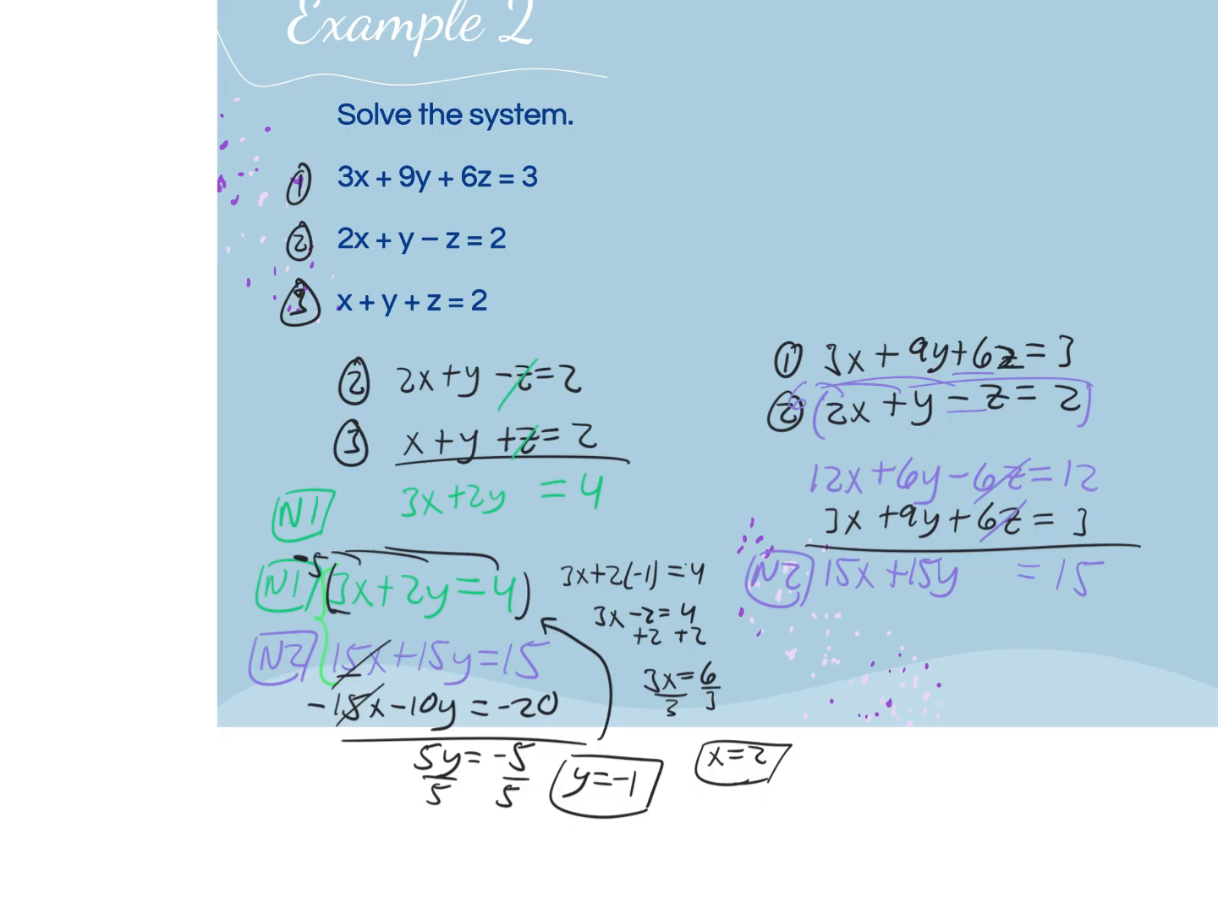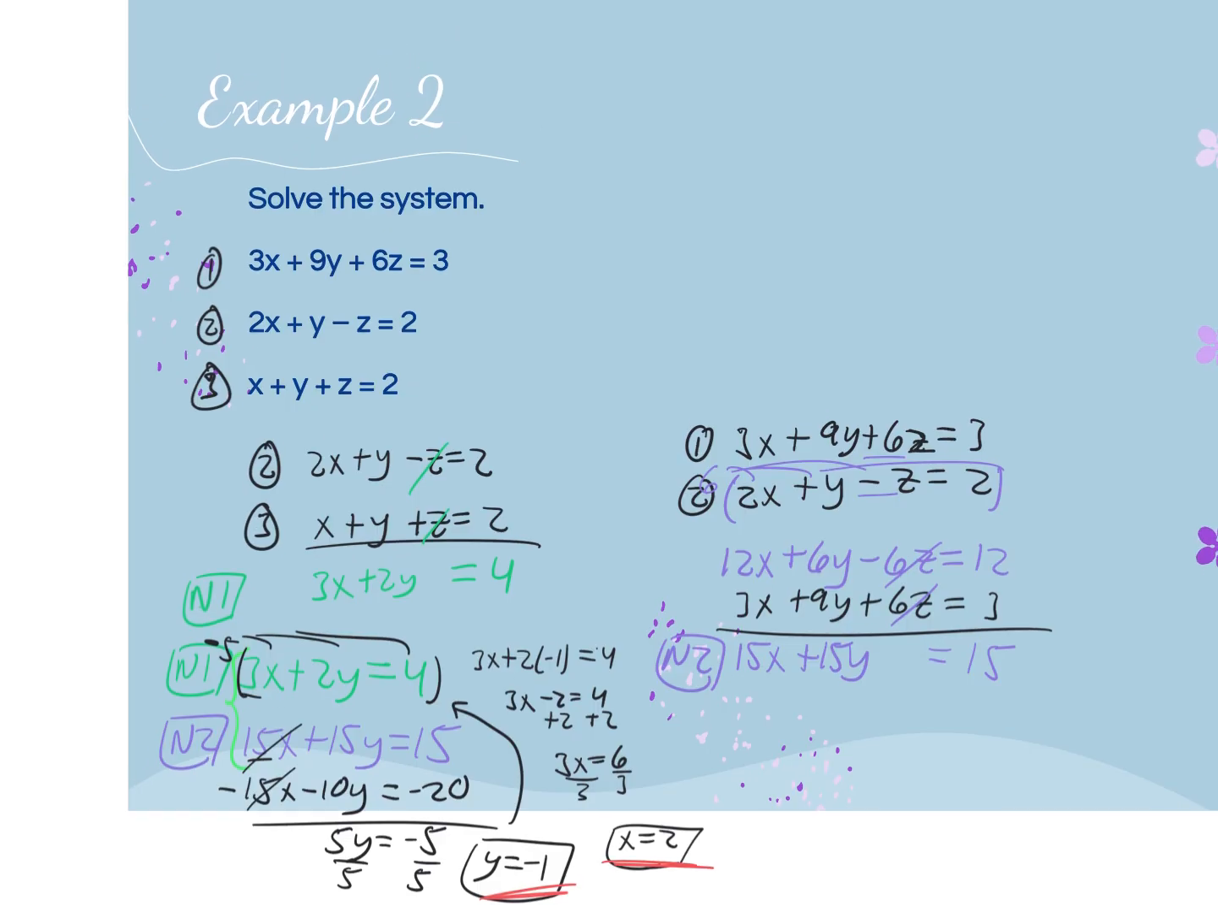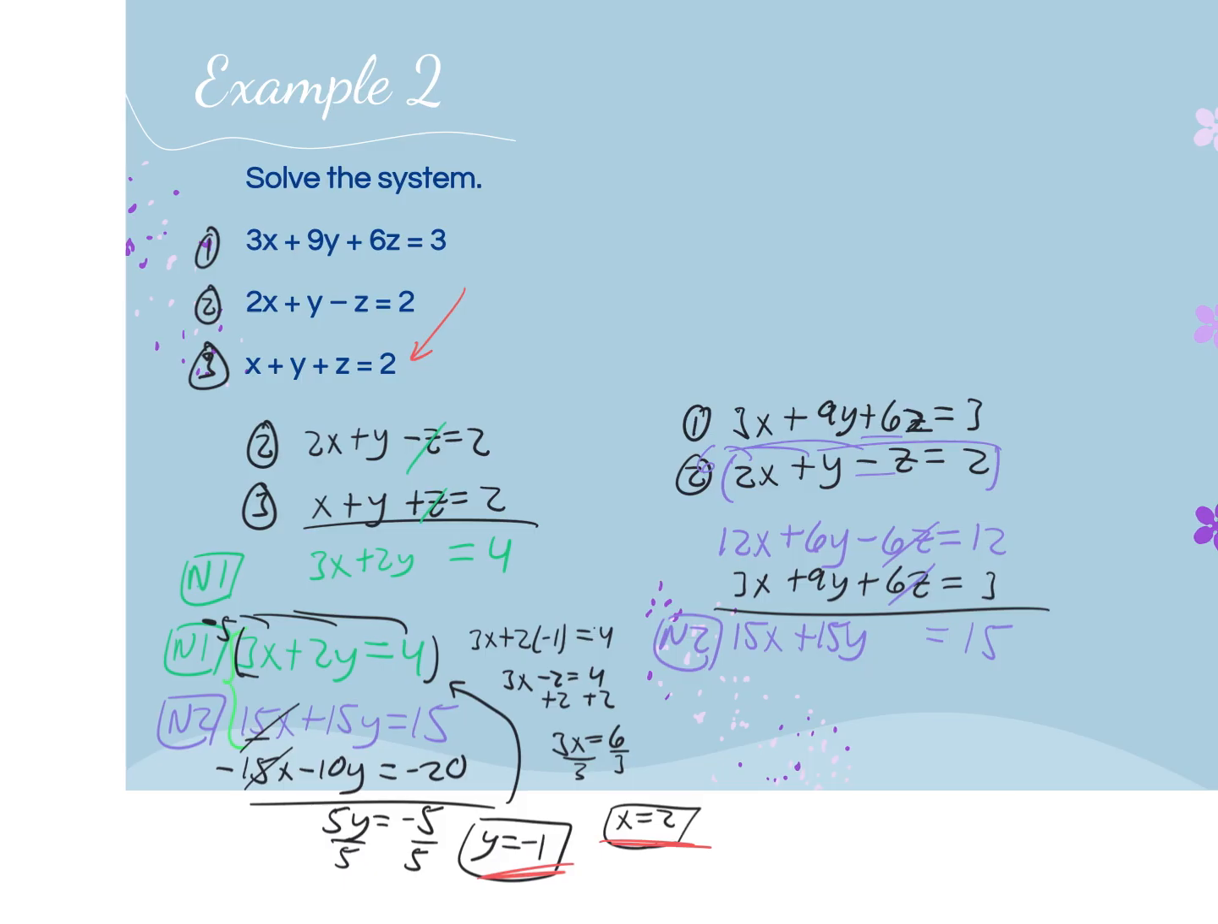To find the third, you want to plug these 2 numbers that you just got back into one of your equations. Pick whatever looks easier. I think equation number 3 looks easiest. Less coefficients, less work for us. So this is going to be an x plus negative 1 plus 2 equals 2. Right, this one was y, this one was, oh, I did that wrong. Sorry.